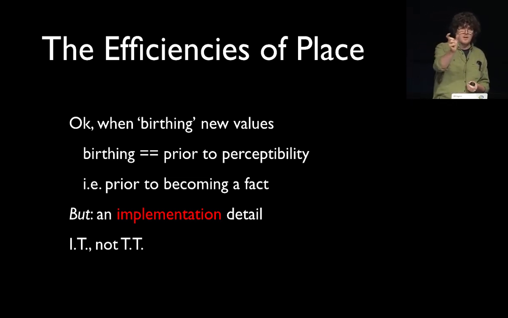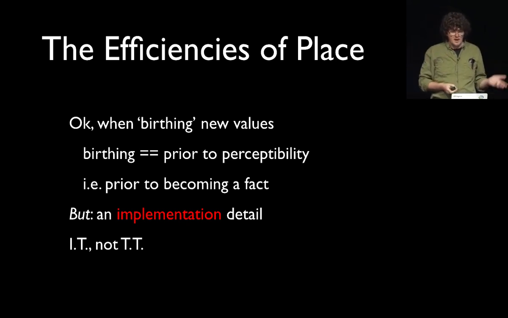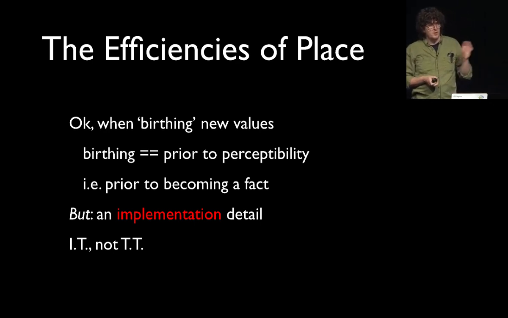But this birthing process is a window that ends. And it ends whenever the thing that you've made is going to become visible to any other part of your program. At that point, it's become a fact. It's become perceptible. And then you have to stop doing place-oriented programming, because as we'll see, it's not a fit for the models we're trying to build. So this use of place to create values, or the use of place to represent values under the hood, is an implementation detail.